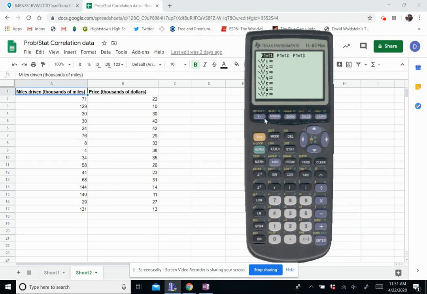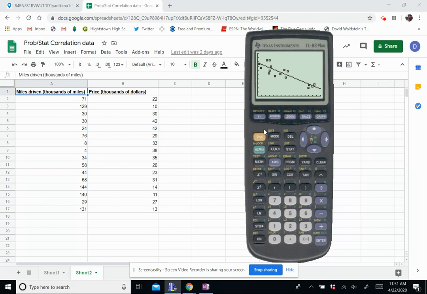So let's put this in here. So we have negative 0.19x plus 39. Graph, and now we have our least squares regression line. And again, we can use that to make predictions.